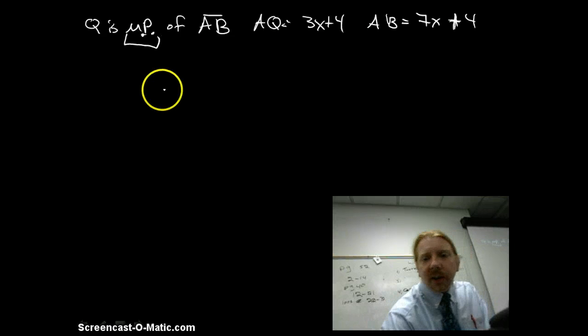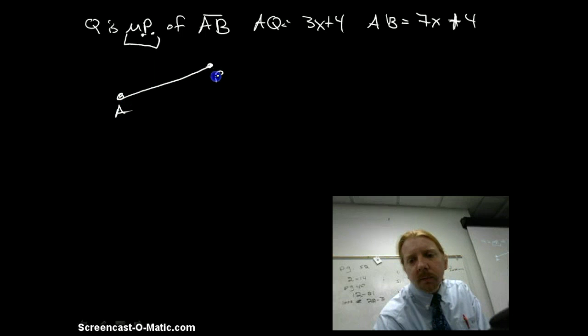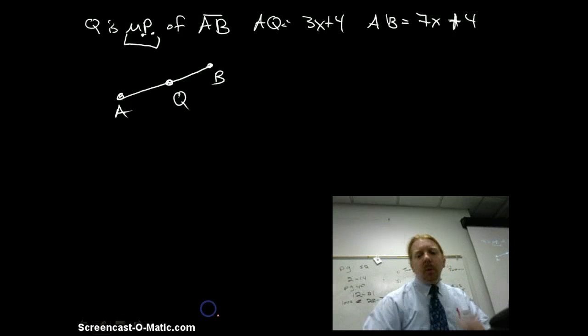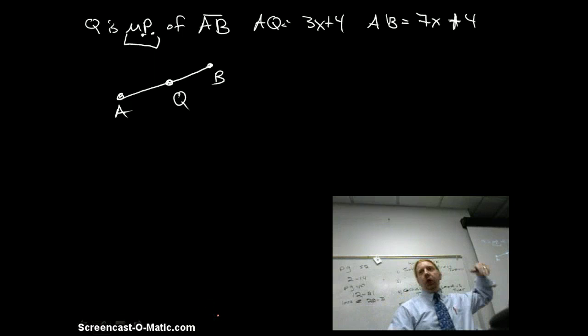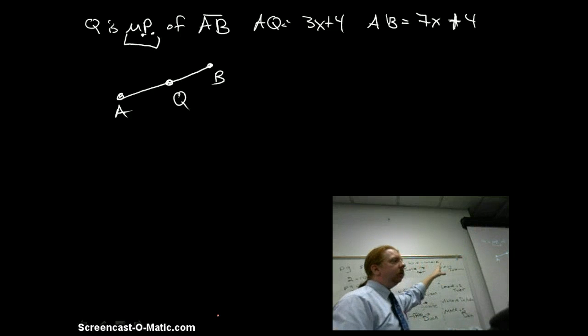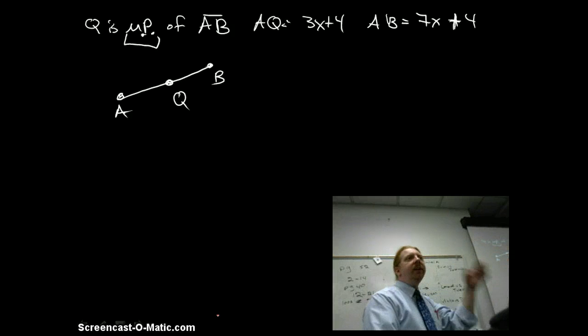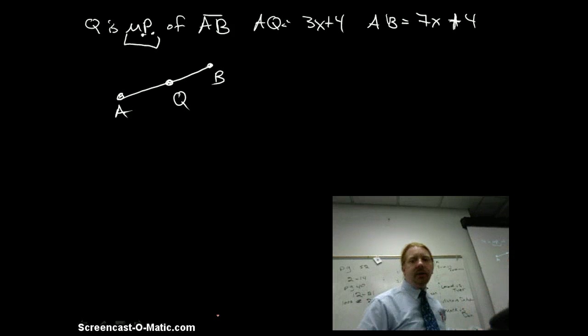So let me first draw the segment. So there's the segment AB. There's the midpoint Q. So what do I know about AQ and QB? How do those two pieces compare? They're equal. That midpoint's important because it tells me these pieces are going to equal each other.